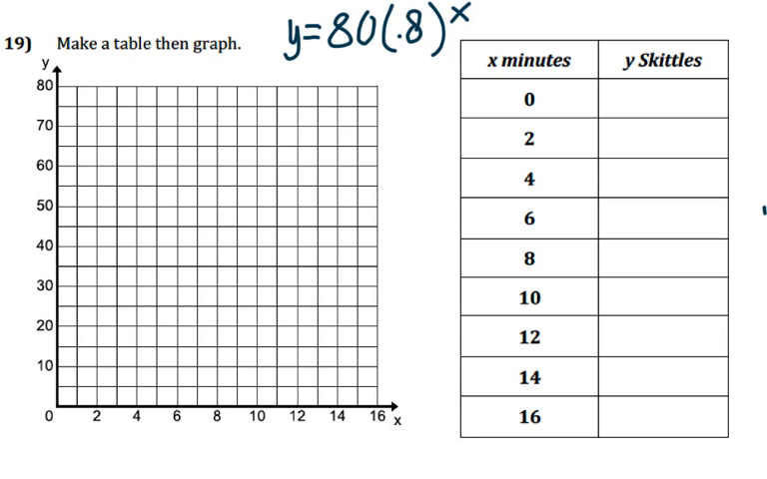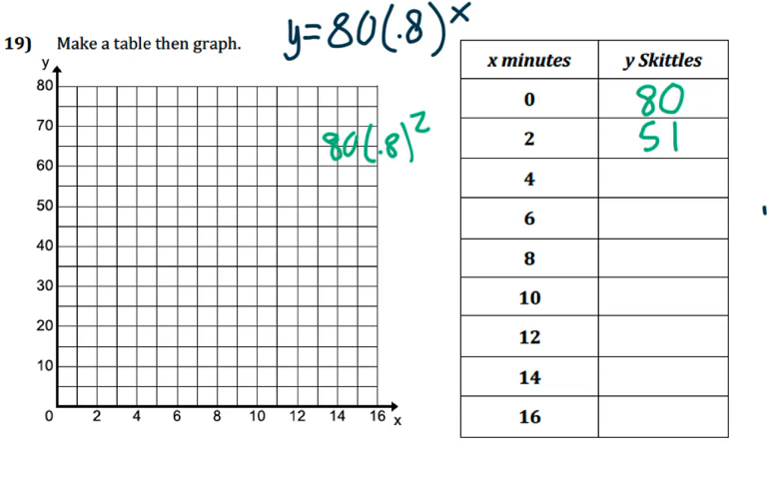So first we'd substitute in 0. This is my favorite one because it always comes out to be the initial value, which is 80 in this case. And then we can substitute in 2. So this means we're going to take 80, we're going to multiply it by 0.8 raised to the second power. And when we simplify this and round to our nearest Skittle, we get 51 Skittles.